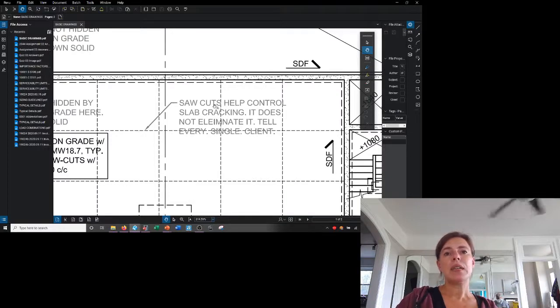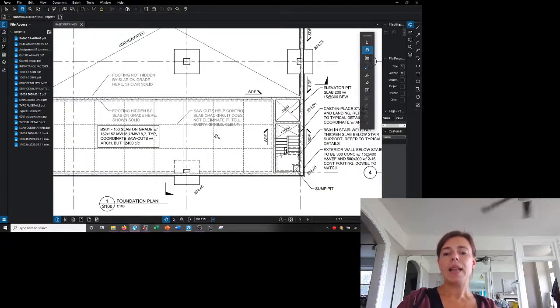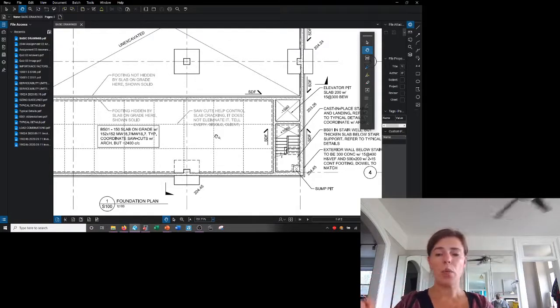There's lines designating saw cuts here. Saw cuts help control cracking. It does not eliminate it. You need to tell every single client concrete cracks. You can't get away from it. It will crack. We can help mitigate it. We can do things to limit it, but concrete will crack.